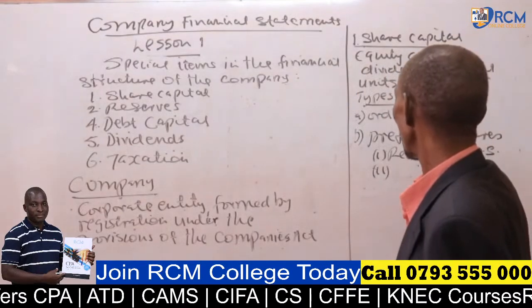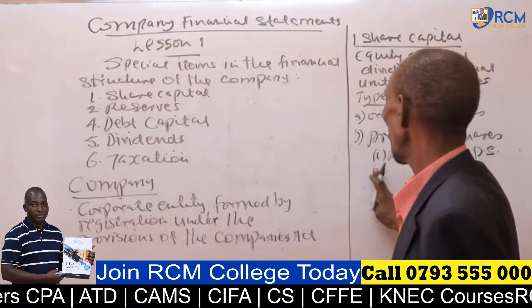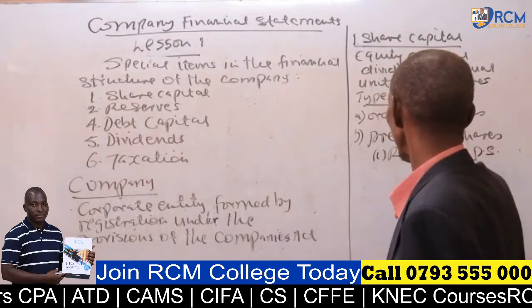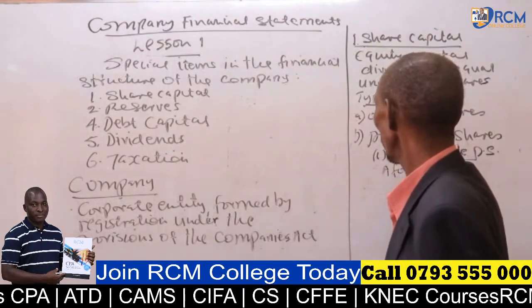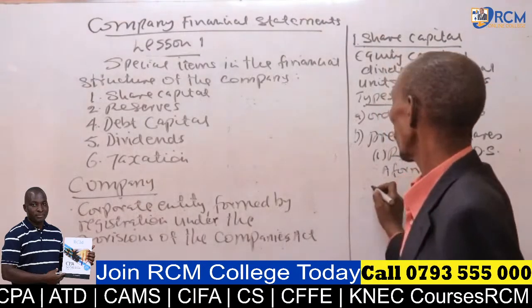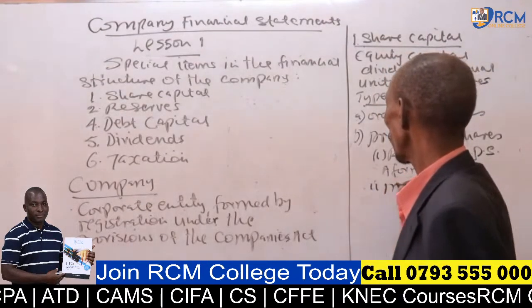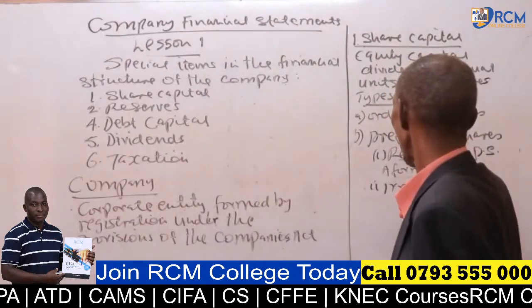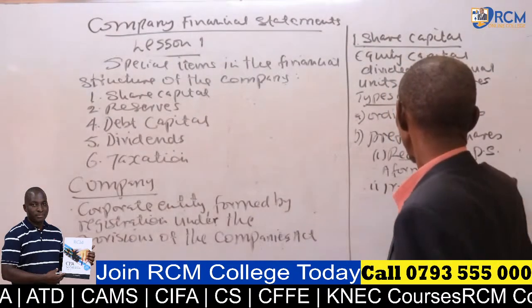So these redeemable preference shares are treated as a form of loan. They are a form of loan, though they are called shares. Then we have what we call irredeemable preference shares.